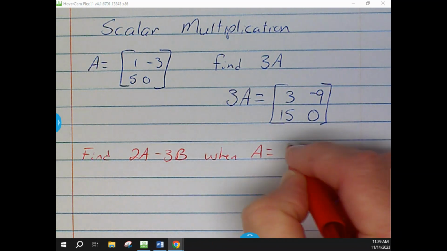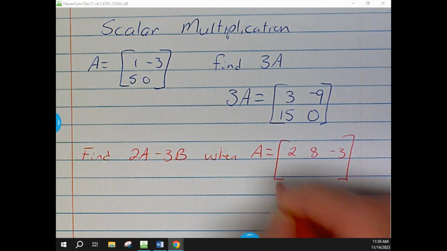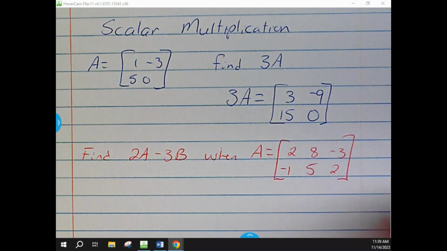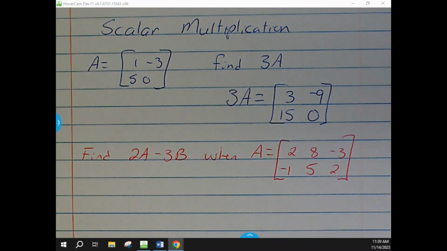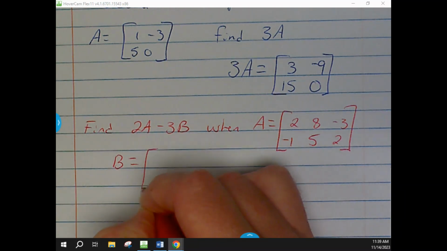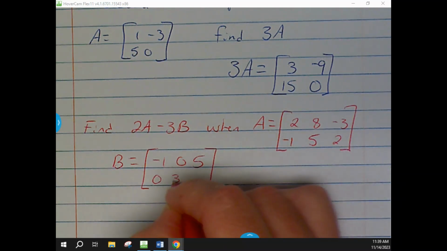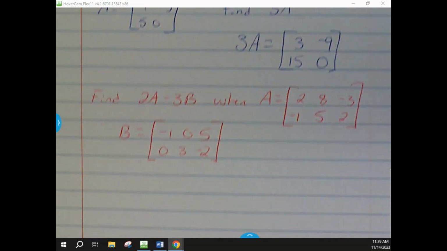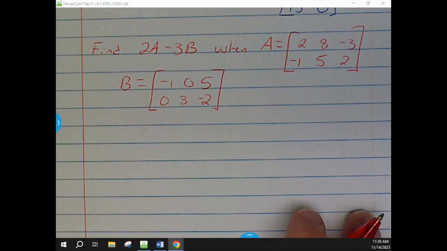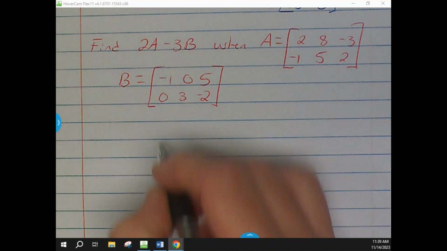When A is 2, 8, negative 3, negative 1, 5, 2, and then matrix B is negative 1, 0, 5, 0, 3, negative 2. Okay, and again, we're going to do 2A minus 3B.